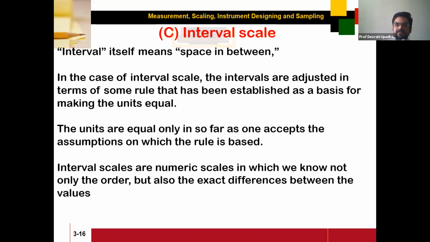Like, the sun will always be the sun and the moon will always be there. It is the rule. Like the center of gravity rule or the gravitational rule, every rule is imposed and based on an assumption. So the interval scale is about identifying the spaces in between every factor. Interval scales are numeric scales in which we know there is not only the order but also the exact difference between the values. The beauty of this scale is that you can identify the correct difference between the values.